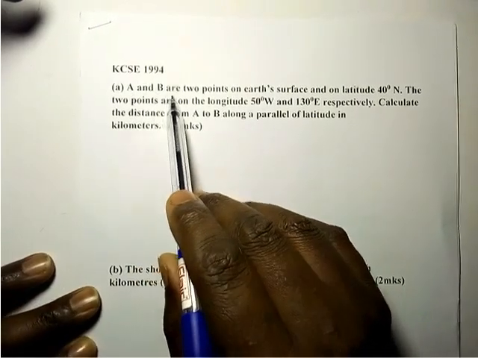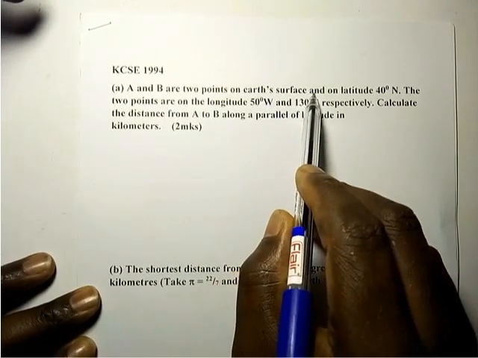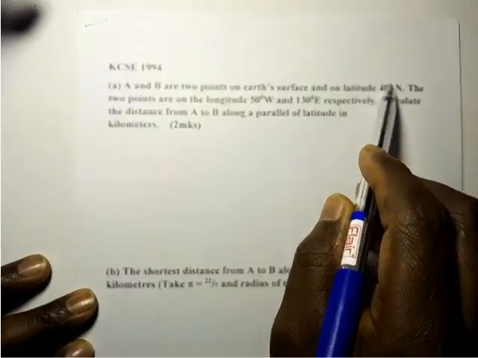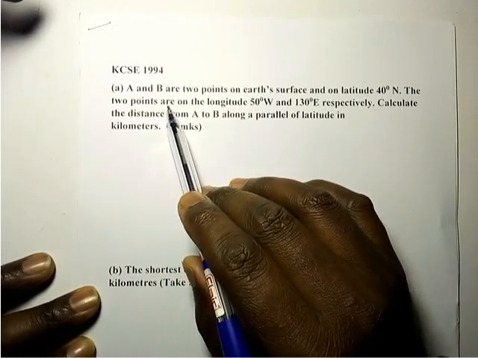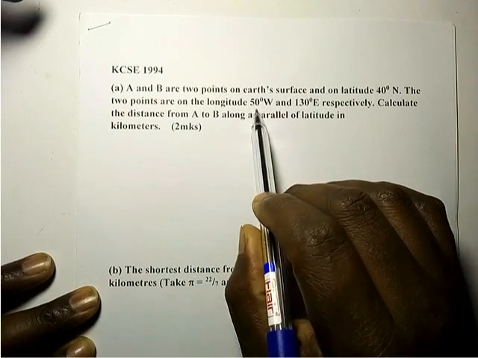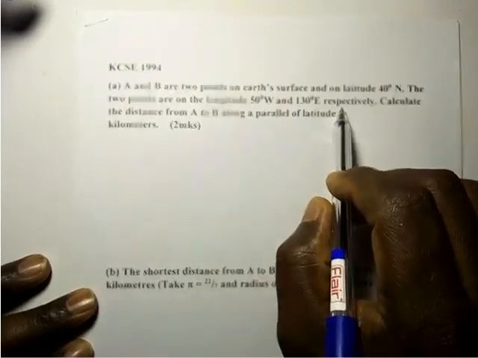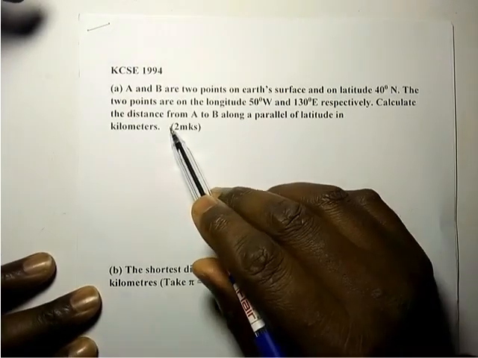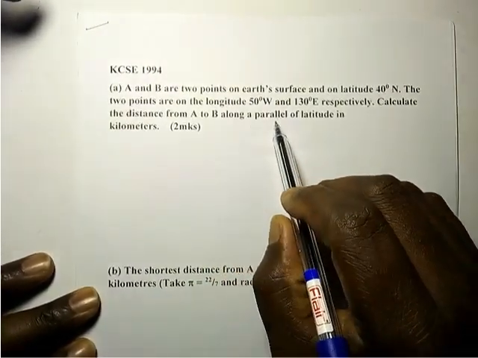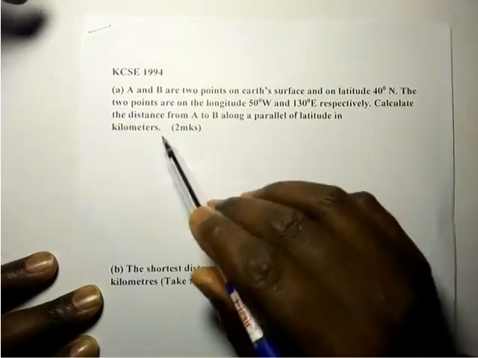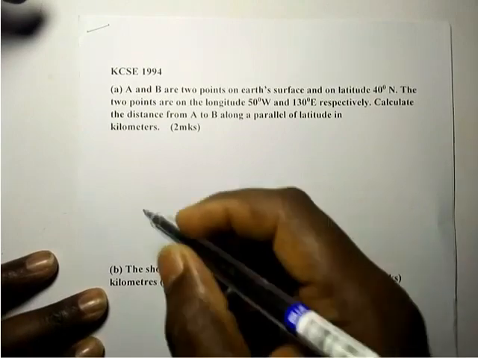A and B are 2 points on the Earth's surface and on latitude 40 degrees north. The 2 points are on the longitude 50 west and 130 east respectively. Calculate the distance from A to B along a parallel of latitude in kilometers. So first we need to sketch.